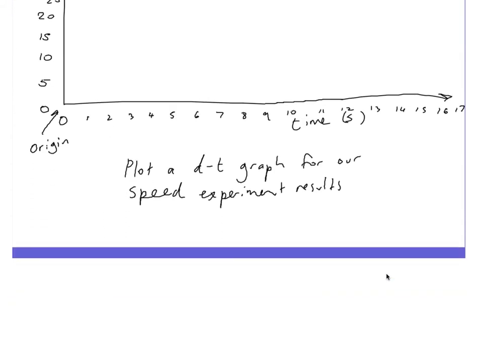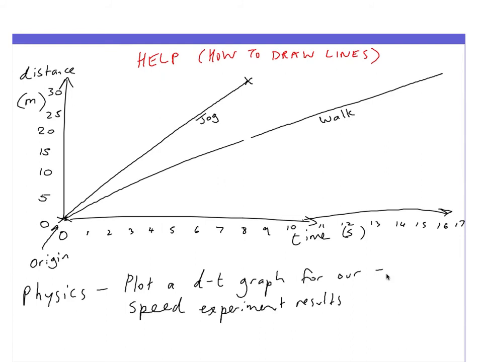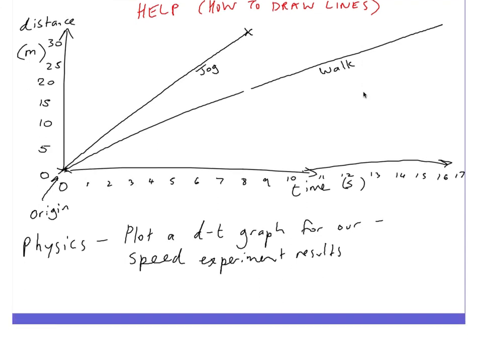If you're not too sure about how to plot it, here's a little help. Chloe jogged 30 metres, and she did that in 8 seconds. So I'll go along from the 30 and go down to the 8 and put a little cross there. And it was Callum that walked 30 metres and he did that in 20 seconds. My graph only goes up to 17, so that should be over here somewhere, but never mind about that. Again, pause the video, go and do your graph, and then come back and we'll see if you've got it right.